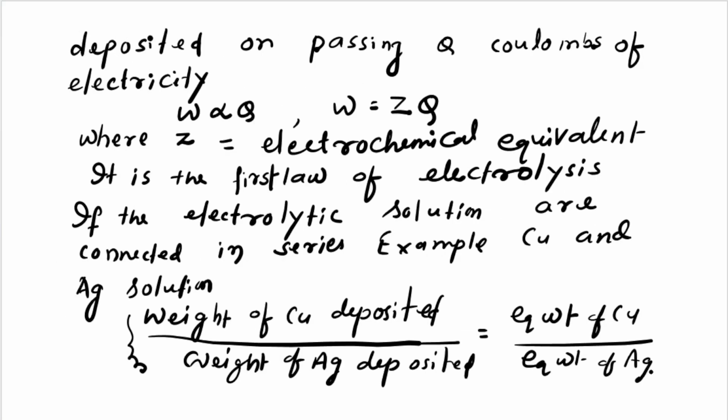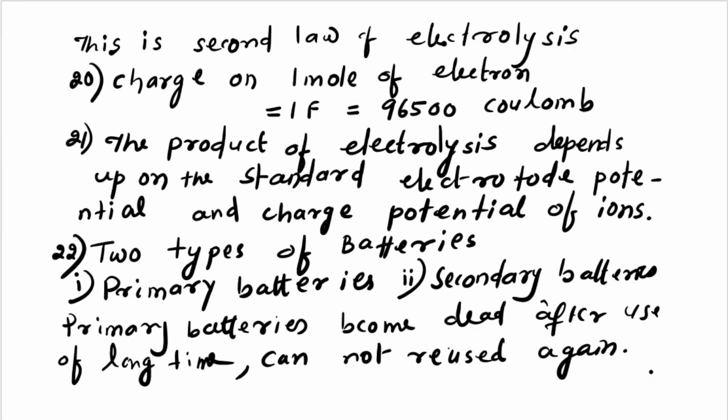So again see, when the electrolyte solutions are connected in a series, for example copper and silver solution, then the weight of copper deposited divided by the weight of silver deposited equals the equivalent weight of copper divided by the equivalent weight of silver. This is called the second law of electrolysis.